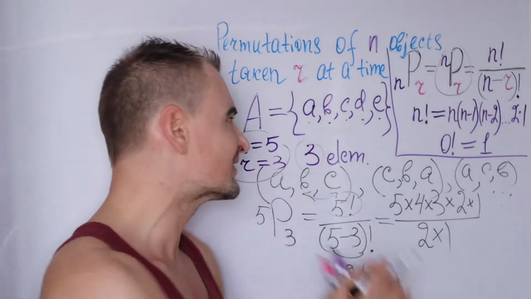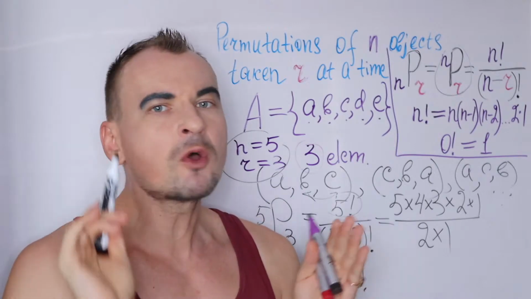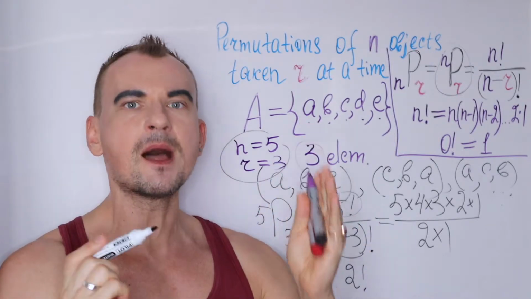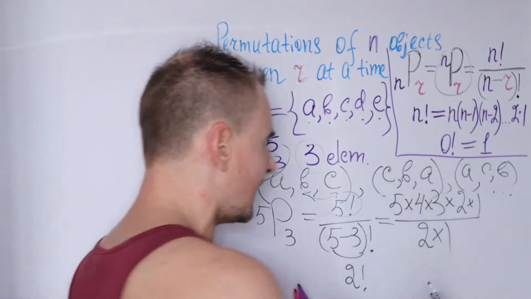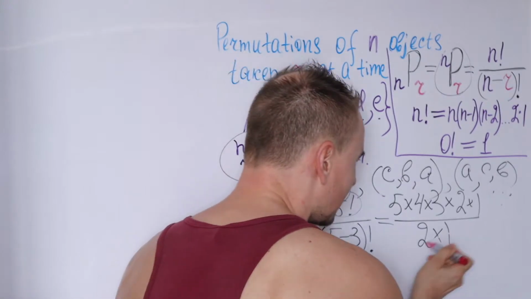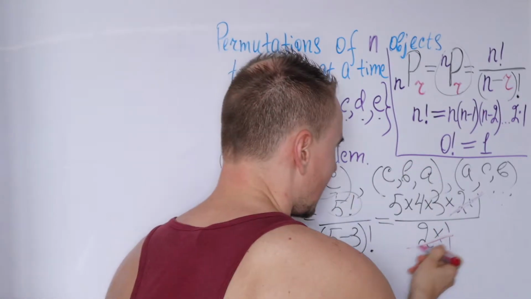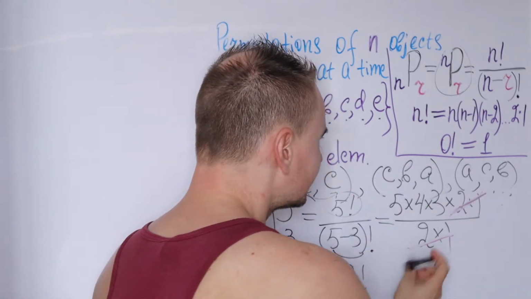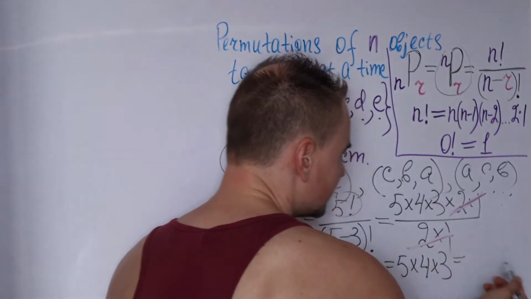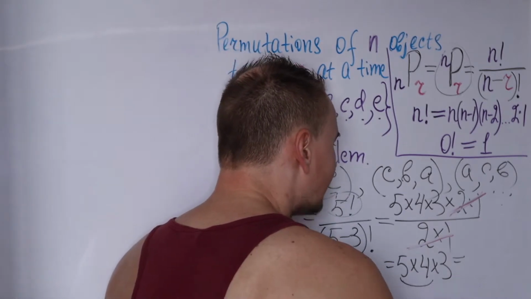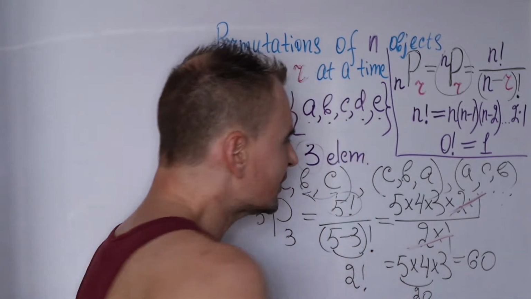Always for these problems, since you have multiplication on top and on bottom, you will have common factors that eventually cancel each other out, so cross them out. In this case it's 2 times 1 on bottom and 2 times 1 on top, so they cancel each other out. You are left with just the product 5 times 4 times 3. So 5 times 4 gives you 20, and 20 times 3 gives you 60.